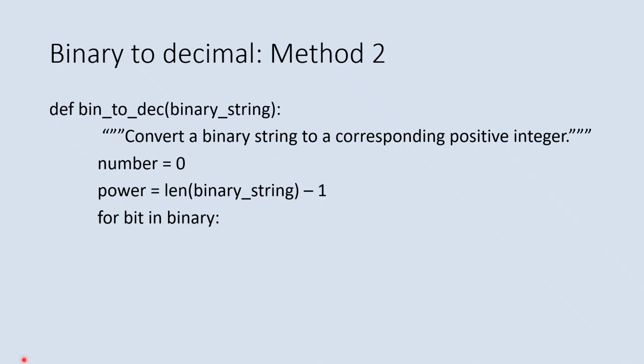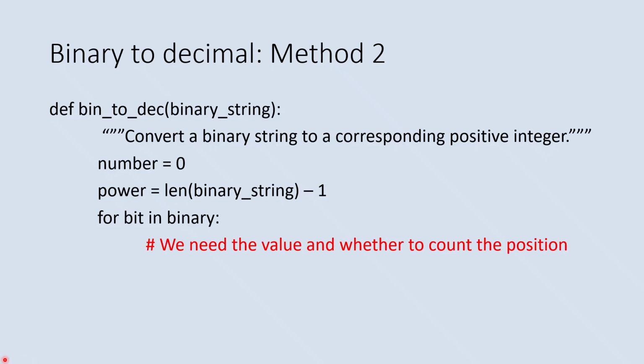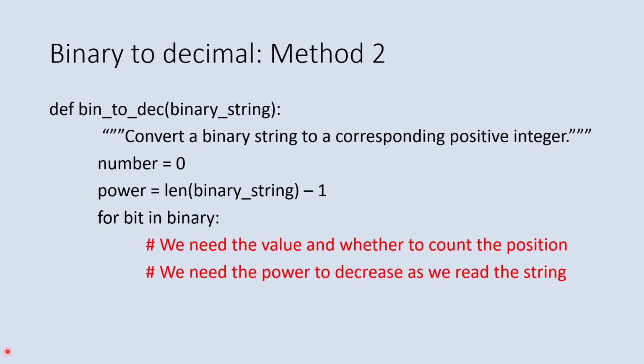But the difference is going to be what goes in this particular loop, right? We know what we need it to do. We need the value and whether to count that position. And then we need the power to decrease as we read the string. And then again, just like in the previous case, at the end, we're going to return the number. And this will again be a positive integer that corresponds to that binary string.